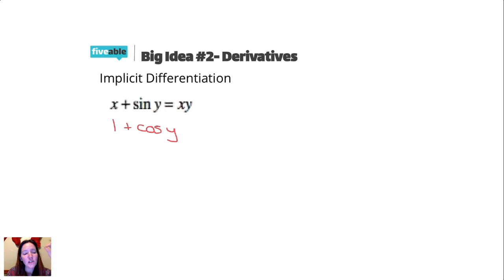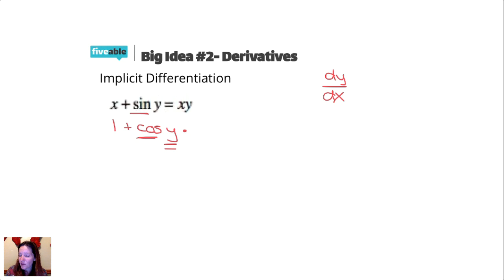Well, y is not necessarily a function, but y is a variable that's dependent on x. So when we take the derivative of y, we need to treat it like that chain rule we just did, where we take the derivative of the outside. So the derivative of sine is cosine. We got that part right. We copied the inside. But now we need to multiply by the derivative of the inside. Well, the derivative of the inside is the derivative of y.